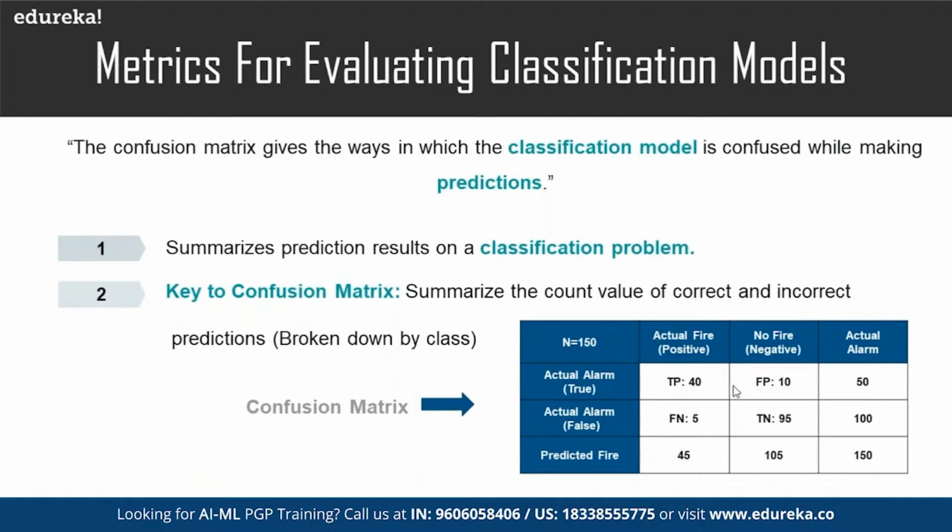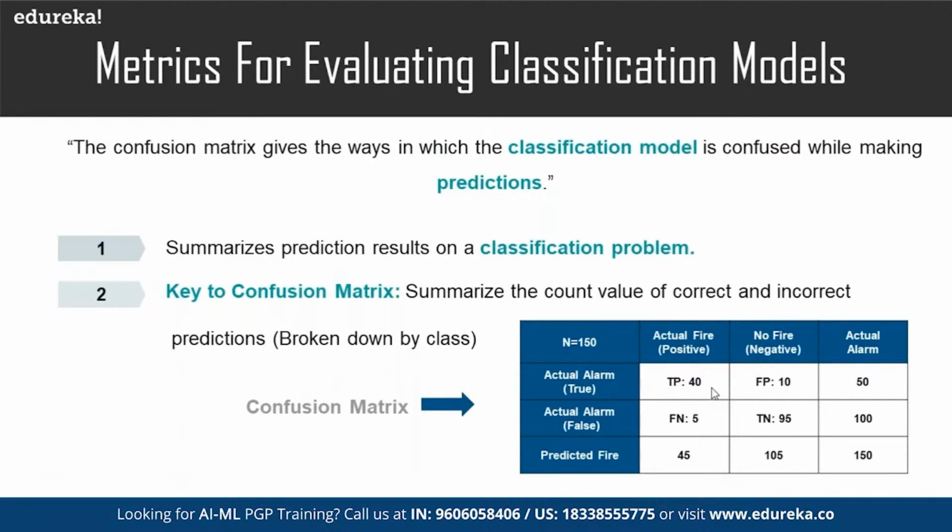I was talking about true positive, false positive, and false negative. Take this example. There is no fire, but the alarm actually alerted the people. We call it a false positive, because there was no fire, but the alarm alerted the people. For another example, say there is a fire and still there is no alarm. In such a case, we call it a false negative.